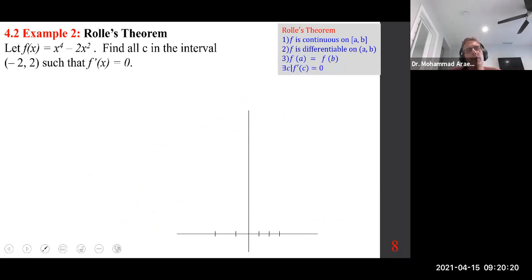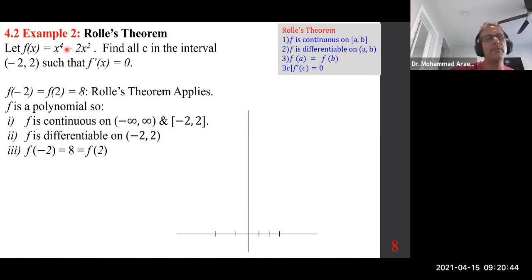Now, here's a simple question. f of x is given. We want to find all c in the interval such that f prime is 0. Rolle's theorem. So you have to look at the first part. We are going from a to b. a is -2, class, b is 2. This function is continuous and differentiable in the closed and open interval simply because it's a polynomial of degree 4.